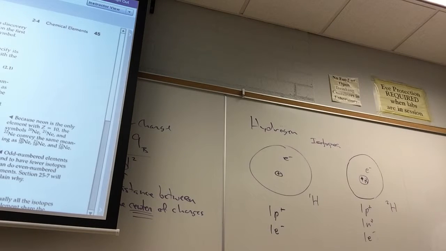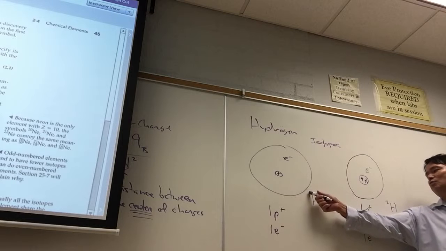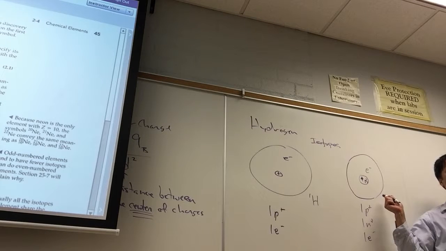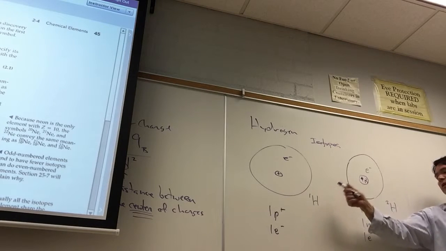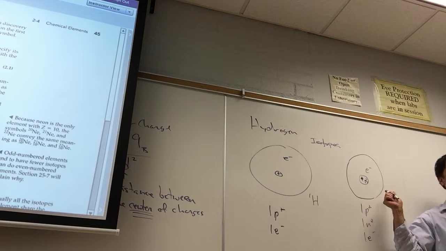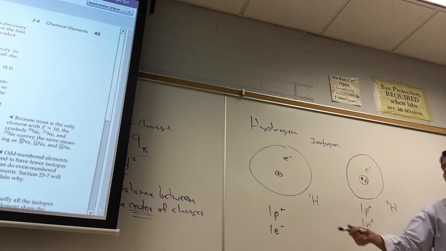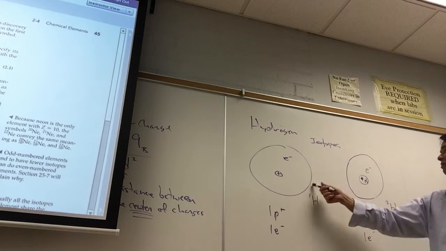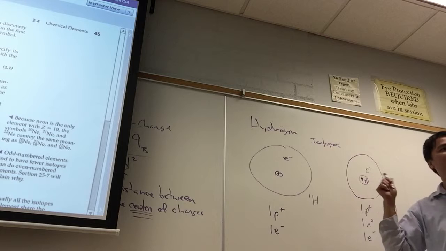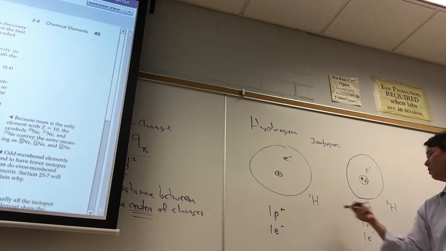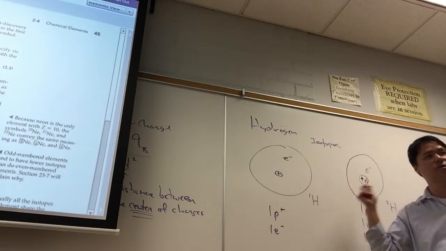Electrical forces. Are the electrical forces in hydrogen 1 different than the electrical forces in hydrogen 2? No. Therefore, hydrogen 1 and hydrogen 2 will have the same chemical properties. Therefore, we call it the element hydrogen. These two atoms, even though they're different, behave chemically the same. Therefore, they're both called hydrogen atoms. One is called hydrogen 1, the other is called hydrogen 2. These are two isotopes of hydrogen.